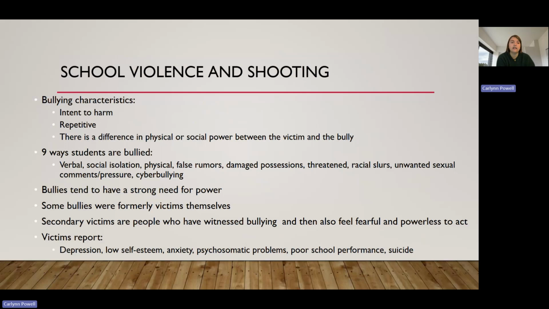And so if they're trying to hurt you, it's happening over and over again, and then there's some type of imbalance between the victim and the bully, then you can classify the incident as bullying.